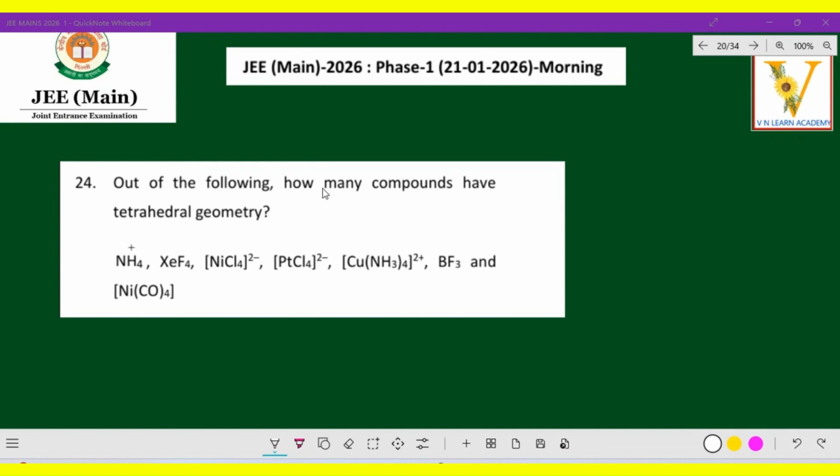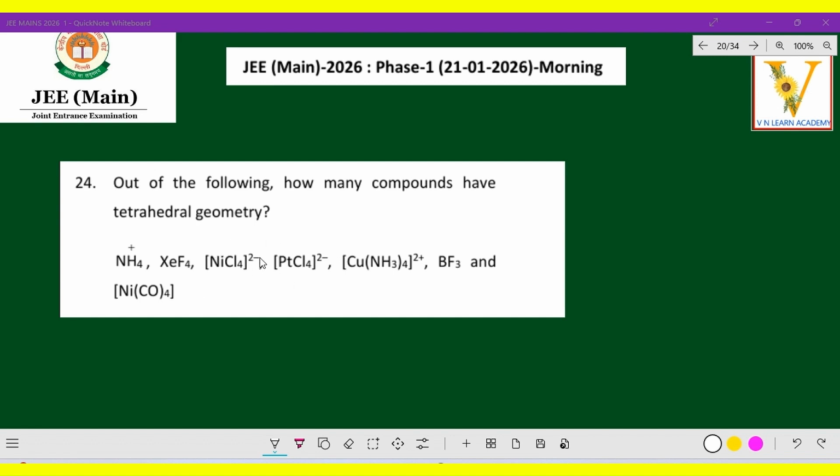The next question: out of the following, how many compounds have tetrahedral geometry? Okay, now here in this point: NH4+, XeF4, NiCl4 2-, PtCl4 2-, Cu(NH3)4 2+, BF3 and Ni(CO)4. See, in that first question they asked about magnetic nature. Here they are asking about hybridization.